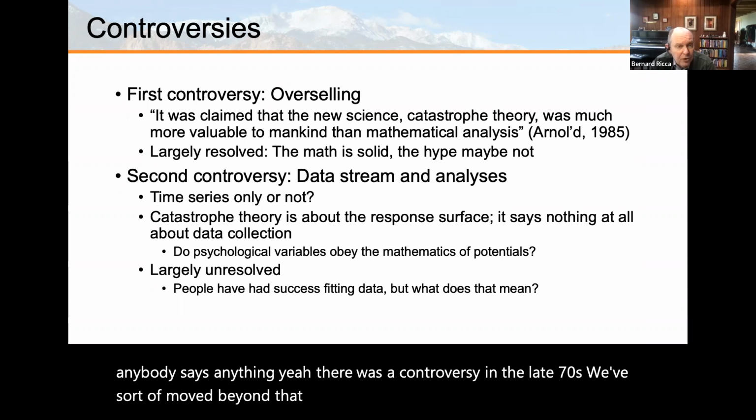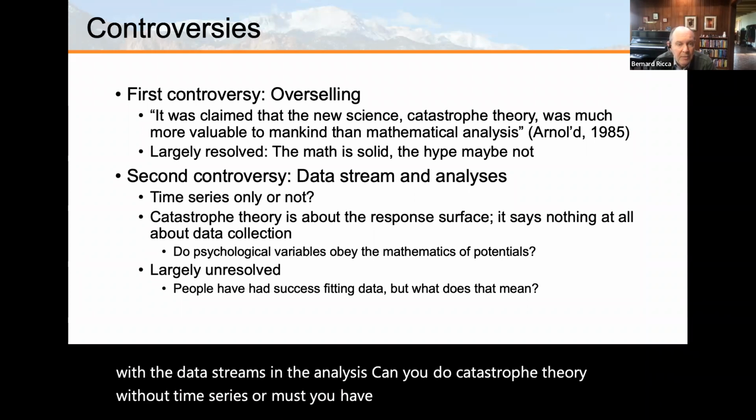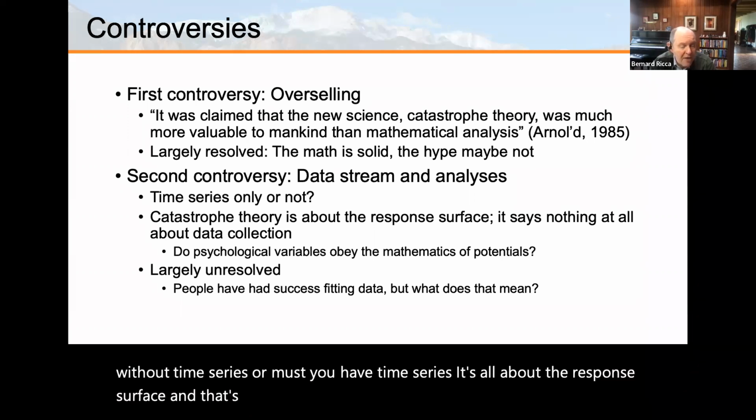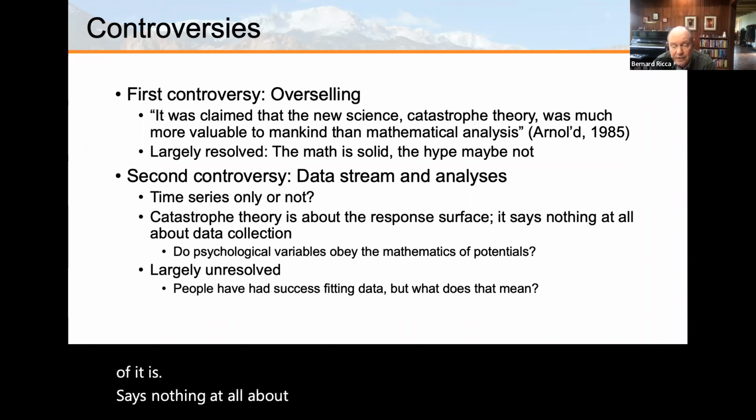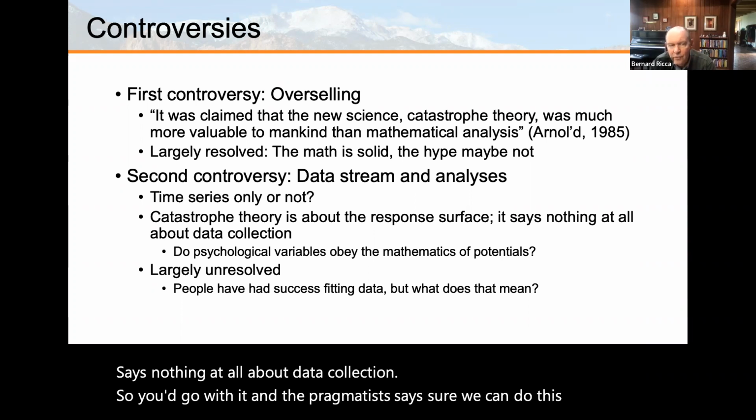The second controversy, though, has to do with the data streams and the analysis. Can you do catastrophe theory without time series, or must you have time series? It's all about the response surface, and that's what the catastrophe theory, the mathematics of it is. It says nothing at all about data collection. Okay, so you go with it, and the pragmatist says, sure, we can do this. Mathematicians say it's not really there.